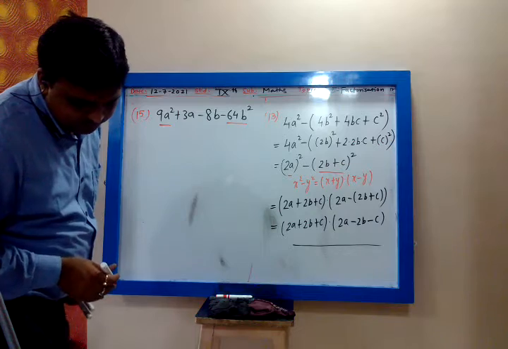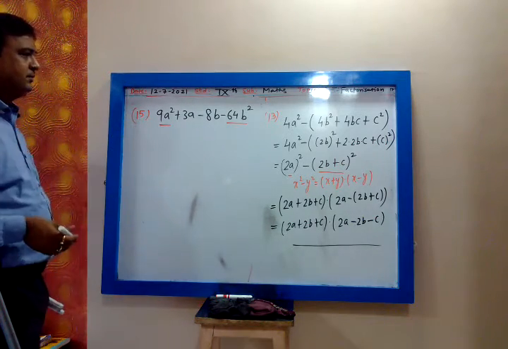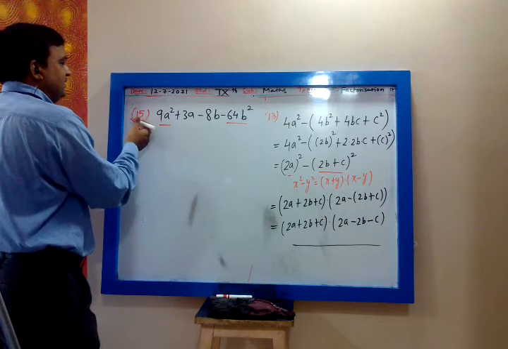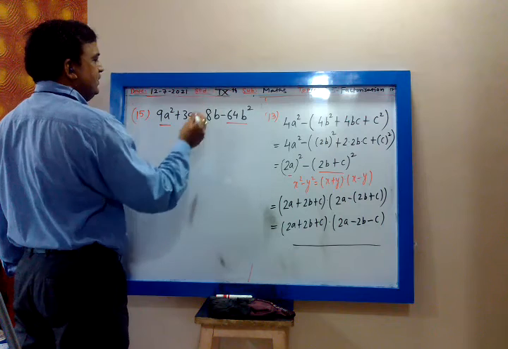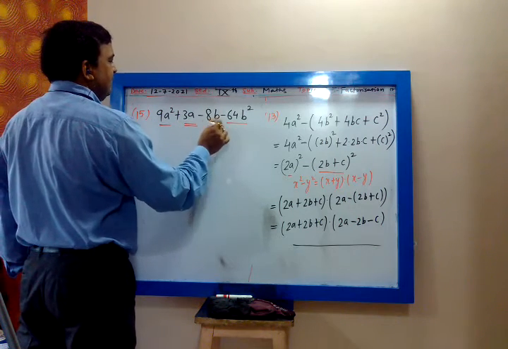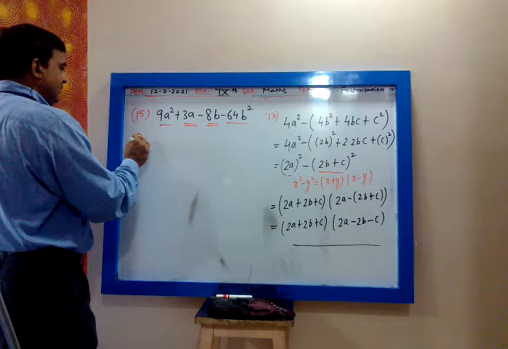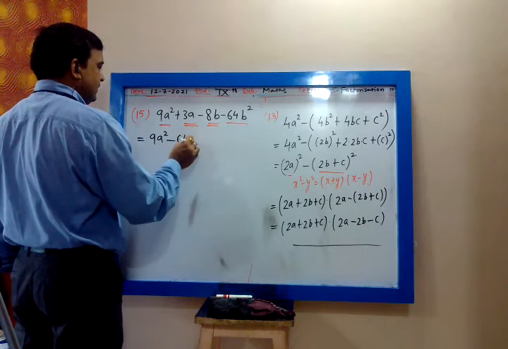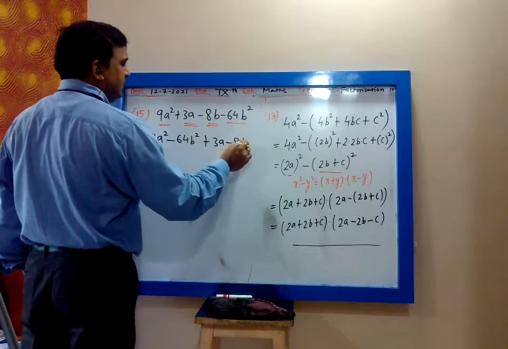14th I will do after this. Let me do 15th. Now 15th, we will do the grouping first. Square terms we take together: 9a square, 64b square. Then 3a and 8b we take together. So first we do the grouping. That will be 9a square minus 64b square plus 3a minus 8b. We do the grouping and rearrange the terms.